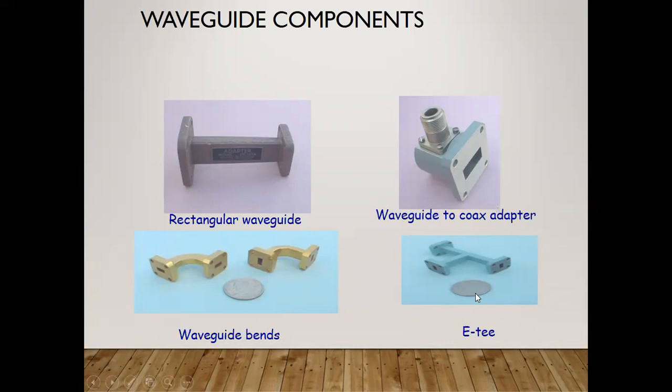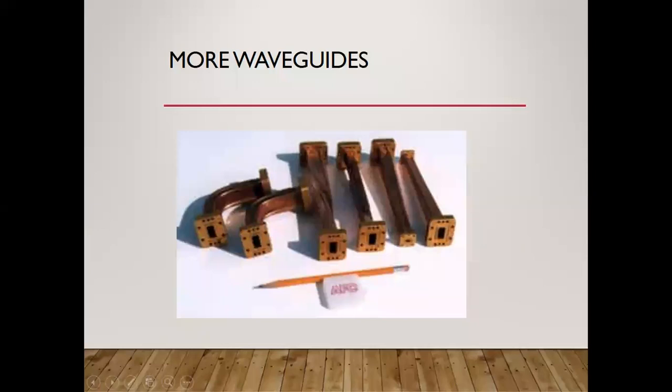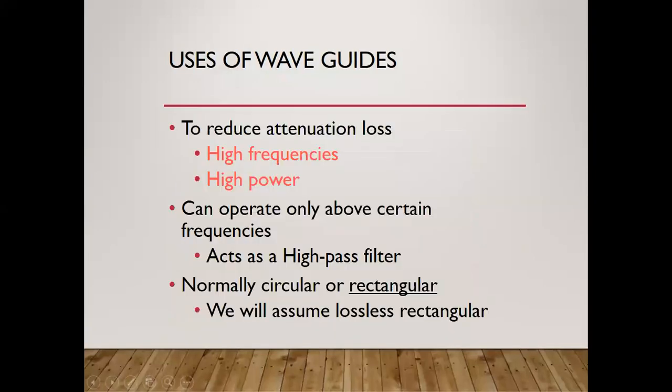Because we have studied symmetrical and asymmetrical T and pi, by looking at that, we can identify this is the T and the pi. Similar to that, only by looking at this E, we can identify this is the E-T. Similarly, many more waveguides are available. This is one of the shapes.